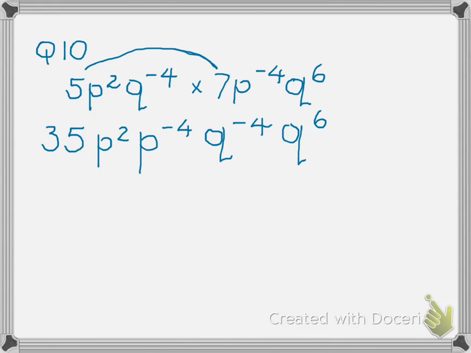Okay, the order in which I write these factors, remember, doesn't matter because multiplication is commutative. The order doesn't matter. But this way I can see where my like bases are and apply the product rule, which says that when you multiply like bases, you add the exponents. So we're going to add 2 plus the negative 4, and then here we're going to go negative 4 plus the 6.